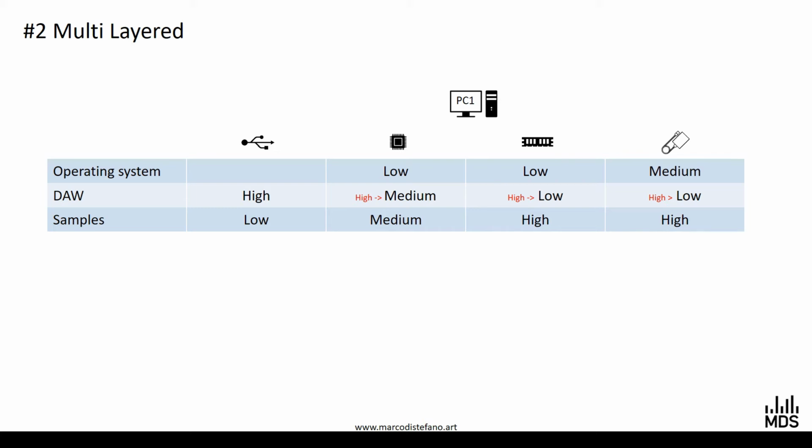Then there will be a low usage of the RAM, because it's not in your DAW anymore that you are going to have all the samples loaded in RAM. And there will also be a low usage of the hard disk. And then for the samples, you will see that there is not that much usage of the streaming. There is a medium usage of the CPU, but there is a high usage of the RAM and the streaming.